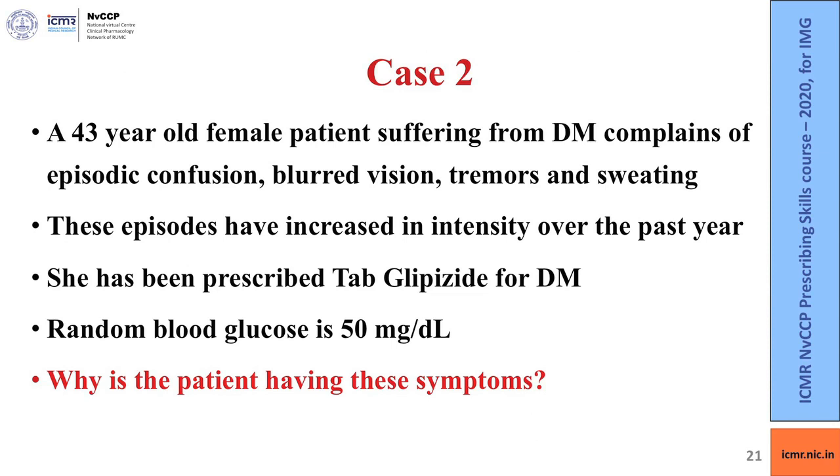Having learned the basic principles of management of diabetes mellitus type 2, let us learn about a common complication occurring during treatment of diabetes mellitus through this case study. This is a case of a 43-year-old female patient suffering from diabetes mellitus who complains of episodic confusion, blurred vision, tremors and sweating. These episodes have increased in intensity over the past year. She has been prescribed tablet glipizide for diabetes mellitus. Her random blood sugar is found to be 50 mg/%. Why is the patient having these symptoms?